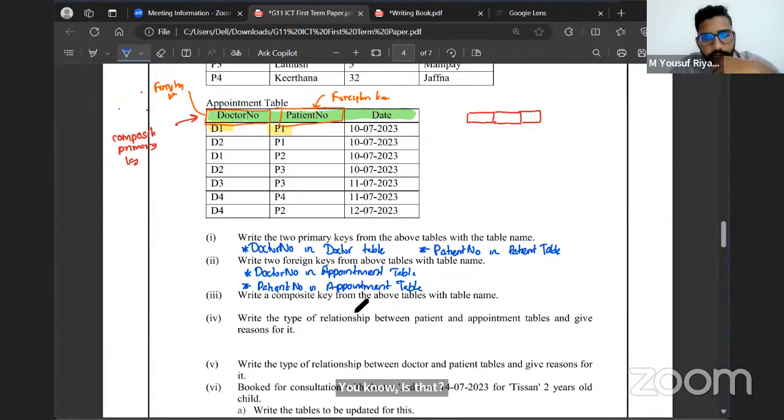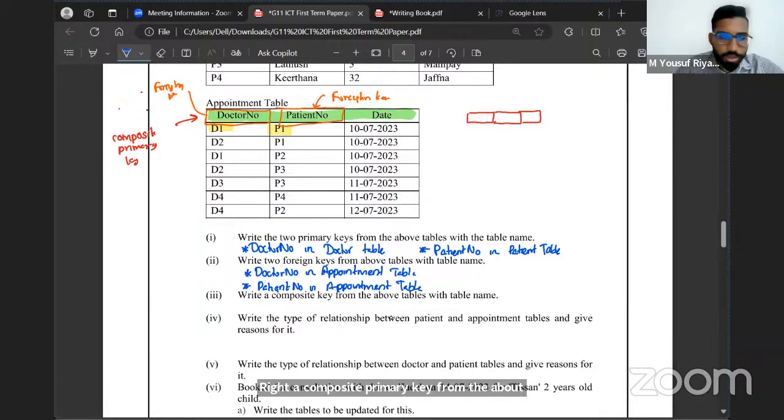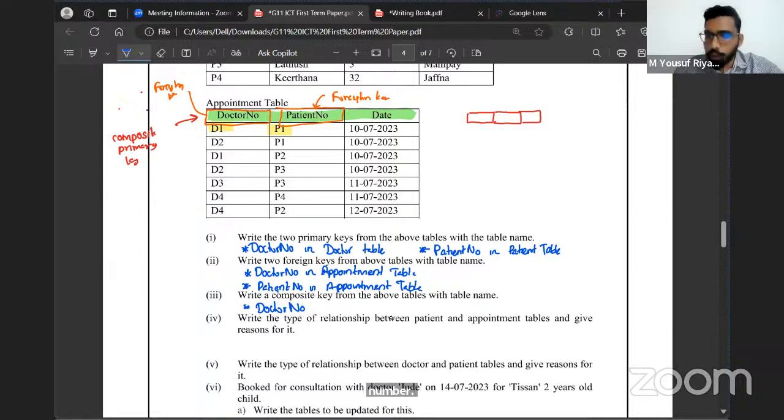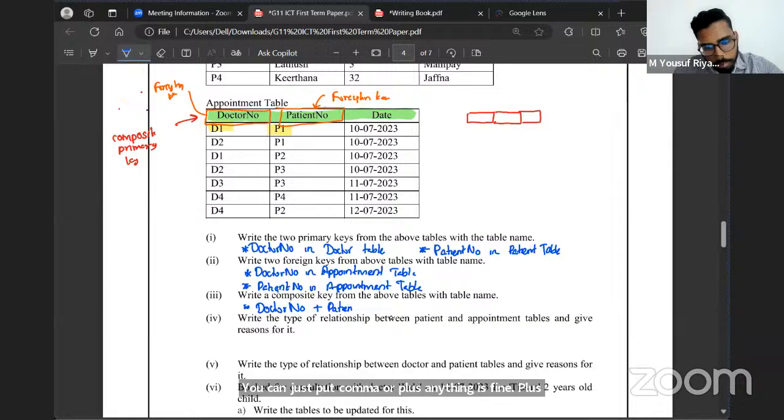Right. Write a composite primary key from the above table. Here the answer for the composite primary key is to mention all three fields. Mention doctor number, and you can use comma or plus, anything is fine. It is suitable to use plus. So doctor number plus patient number plus date in appointment table.